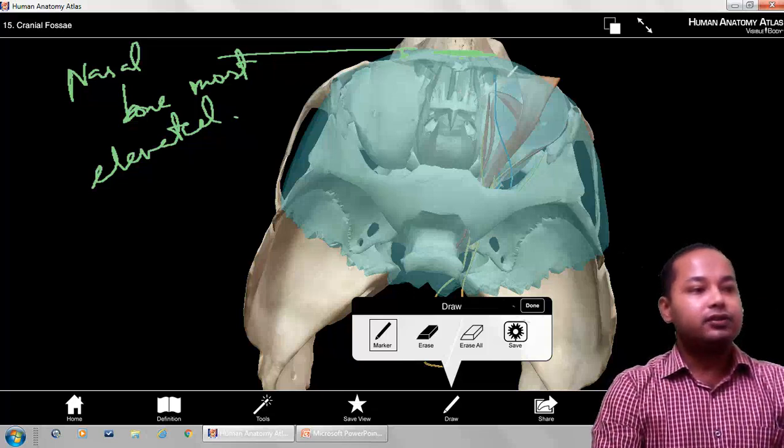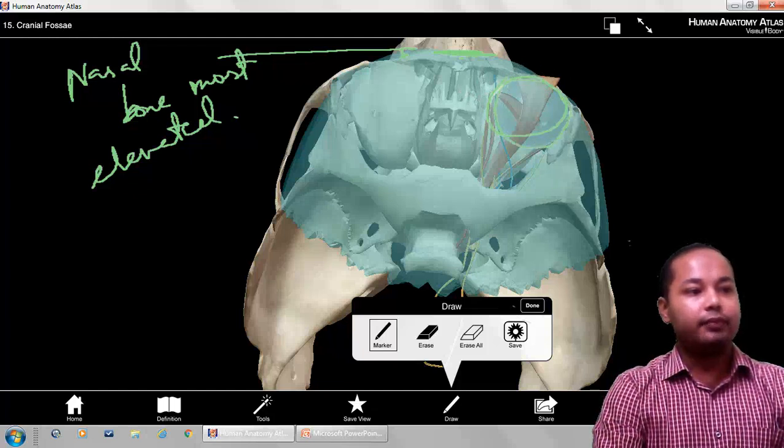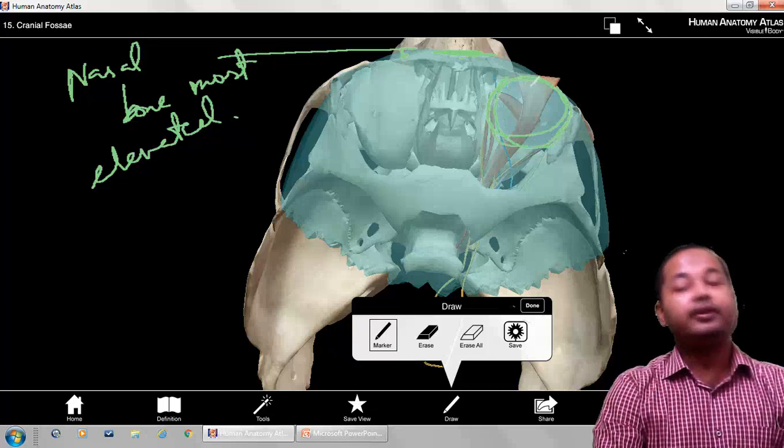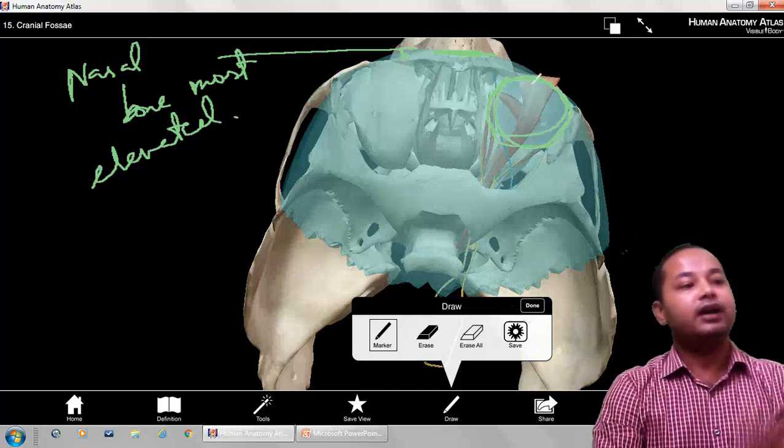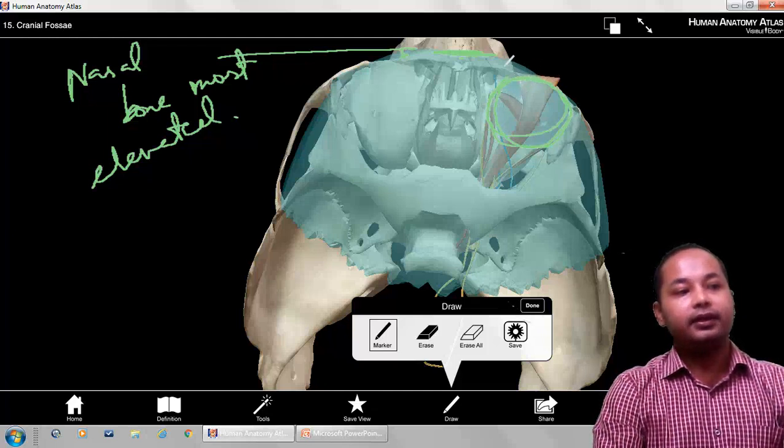One more thing, you can see that this is the eyeball. On the right side I have included the eyeball. The eyeball is not protruding out from above. When you try to see the eyeball, you can't see it properly because it is covered by the frontal bone, and this is the supramarginal crest.